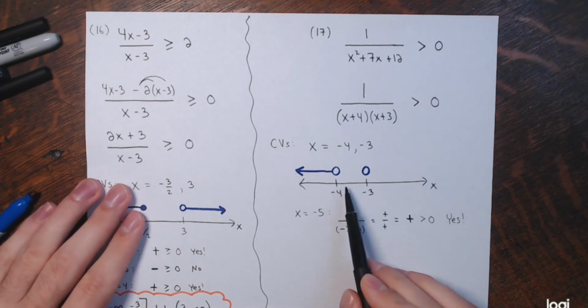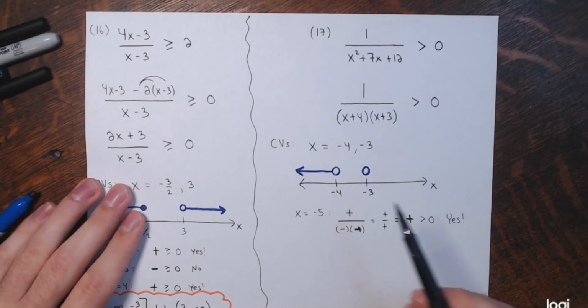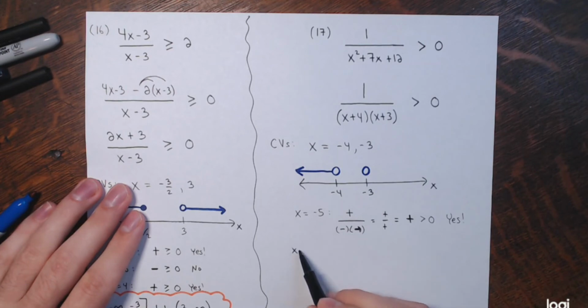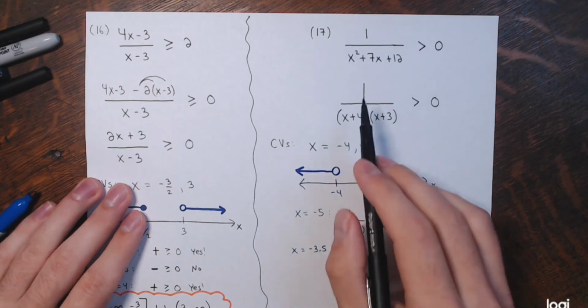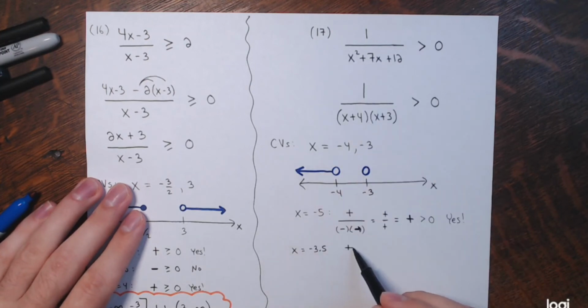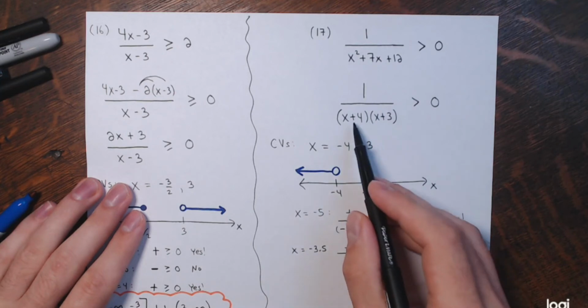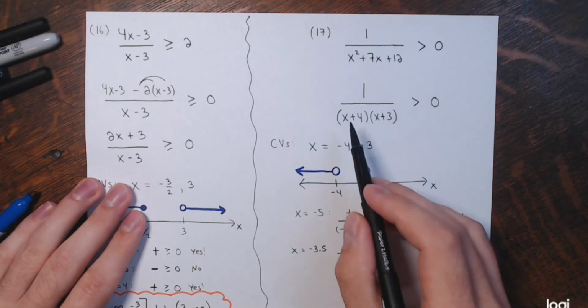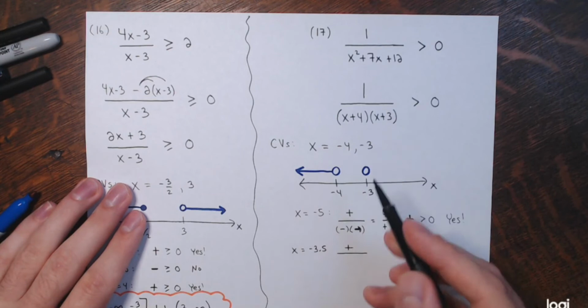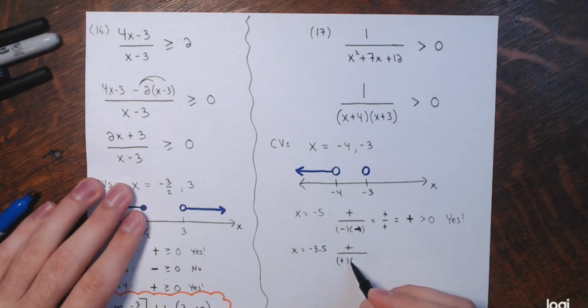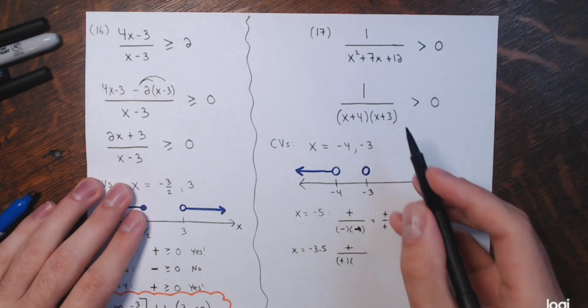Now between negative 4 and negative 3, negative 3.5 really is the best one, I think. Negative 3.5, so that's the first time I haven't used an integer, because there are no integers between negative 4 and negative 3. But negative 3.5 works. Now again, the numerator is always positive. And these denominator factors, if x is negative 3.5, negative 3.5 plus 4 would be positive. But negative 3.5 plus 3 would be negative.